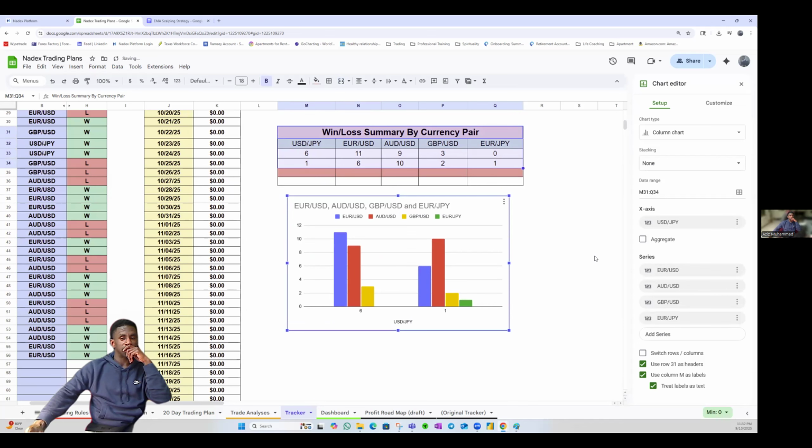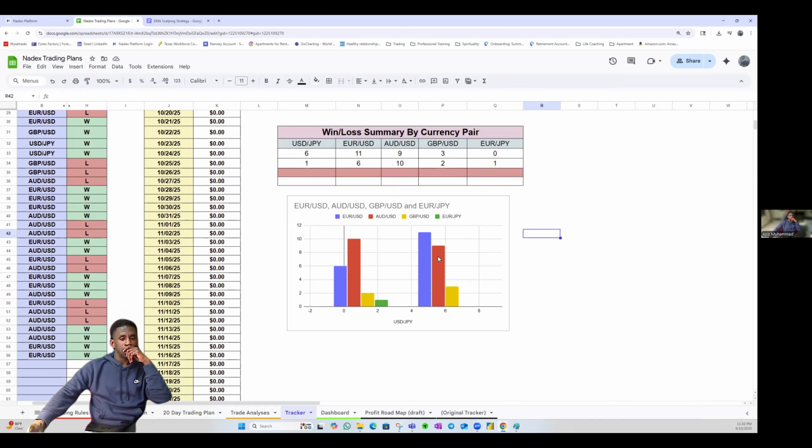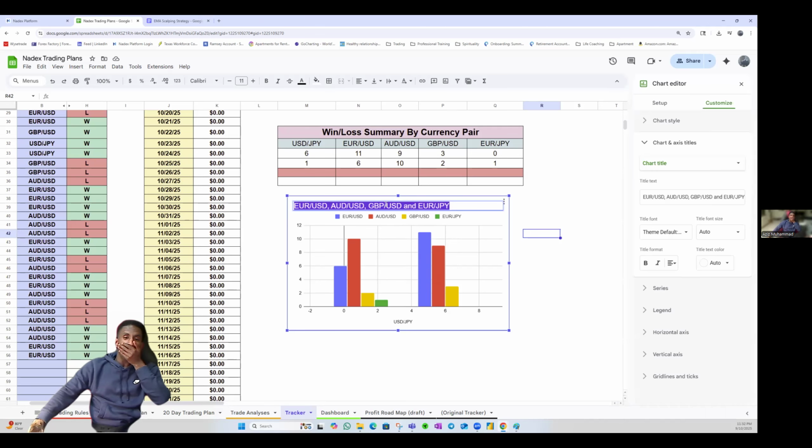What is this? So 11, 9, it was 3. 9. Which ones are these though? Why does it say your GBP give me by down there? Oh, I could change the label.